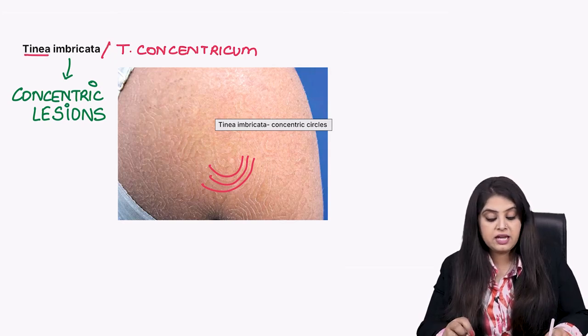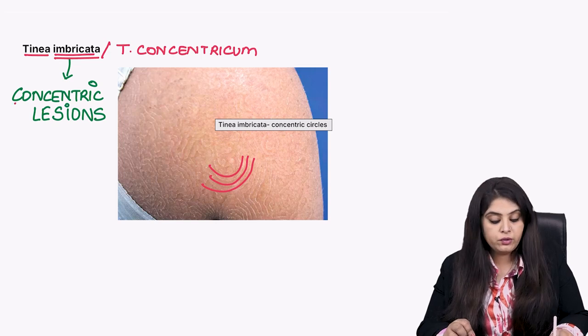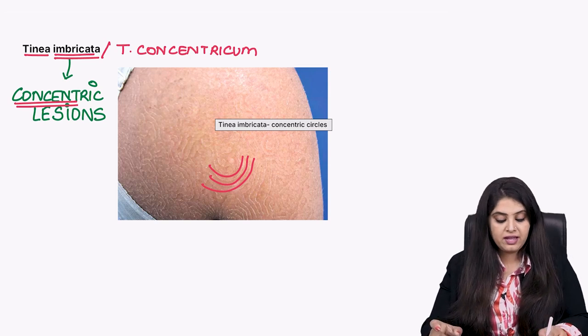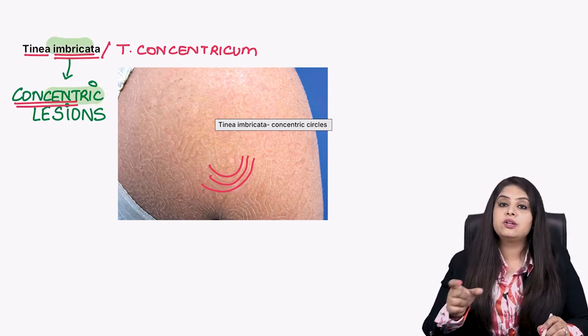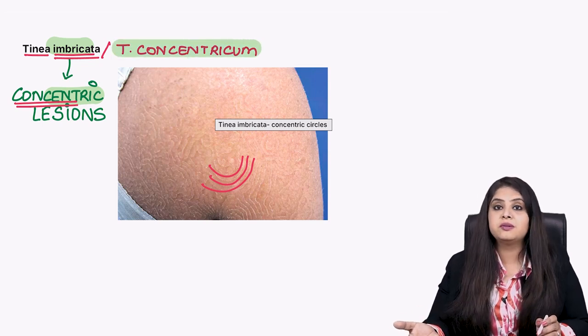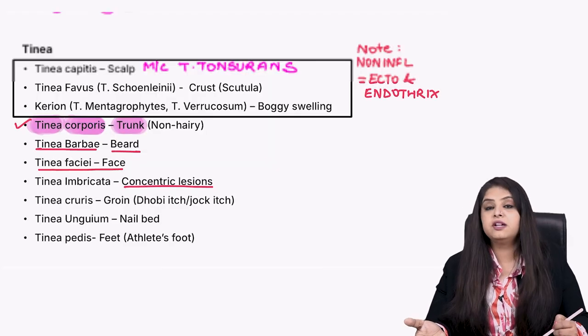It is known as tinea imbricata because it is going to show you concentric lesions. Imbric, concentric, that's how I have learnt it. Imbric will show you concentric lesions, and it is caused by the organism Trichophyton concentricum. So I think this is again a very easy one to learn.